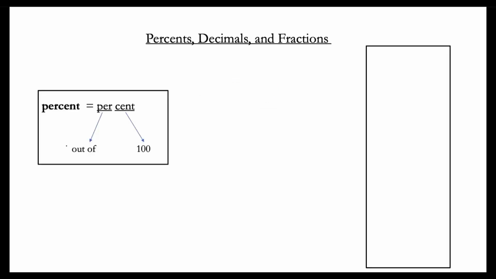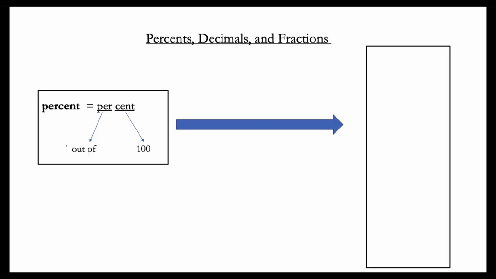The word percent is comprised of two Latin root words, the first being per, which means out of, and cent, which means 100. So when you see that prefix cent, you may think of century, which is 100 years, or cents, which is a value of 100 pennies as it relates to one whole dollar.